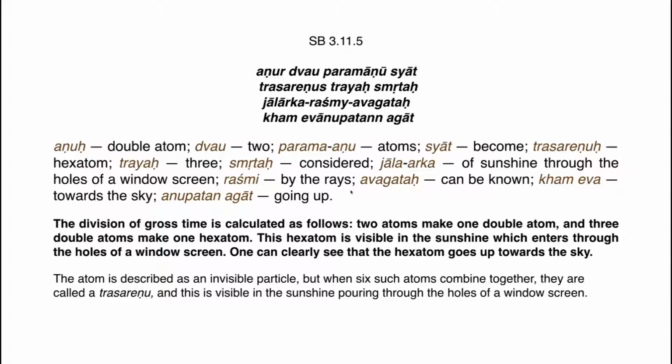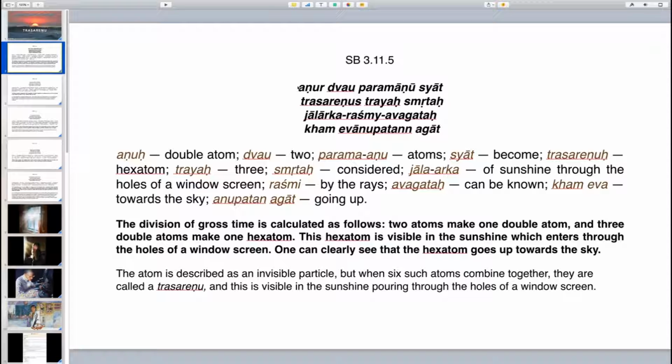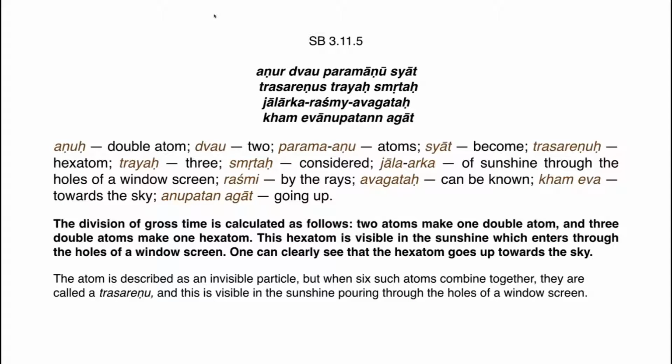We'll chant this verse together. There are 4 verses. I'm going to be reading from 5 to 9. There's hardly any purports. So let's get into it. So 2 atoms make 1 double atom, and 3 double atoms make 1 hexatom. This hexatom is visible in the sunshine, which enters through the holes of a window screen. One can clearly see that the hexatom goes up towards the sky. Purport by Srila Prabhupada: The atom is described as an invisible particle, but when 6 such atoms combine together, they are called a trasareṇu, and this is visible in the sunshine pouring through the holes of a window screen.